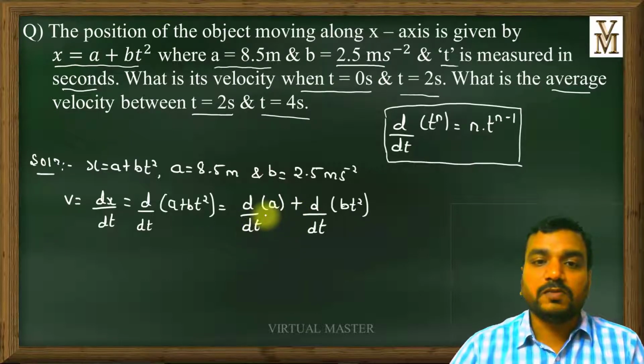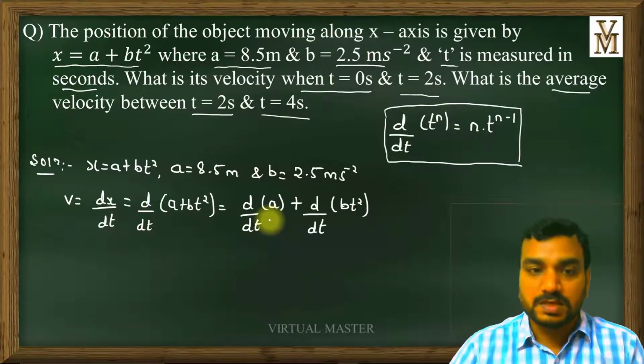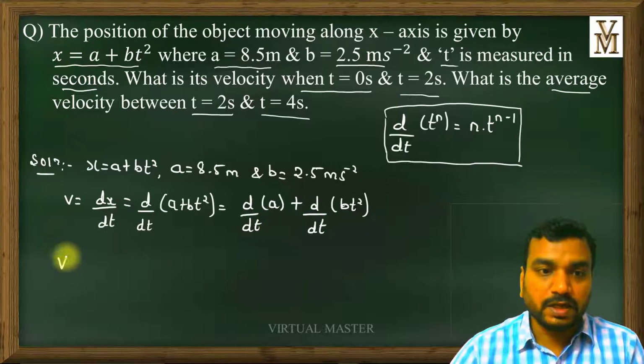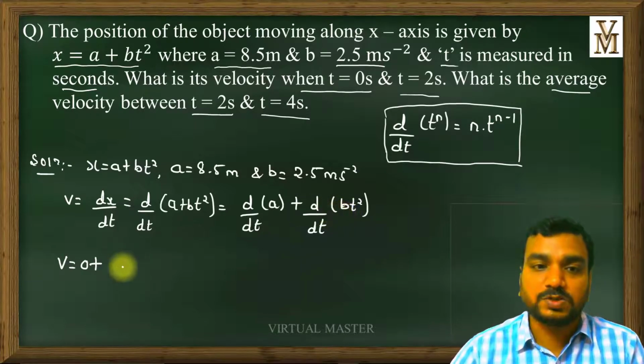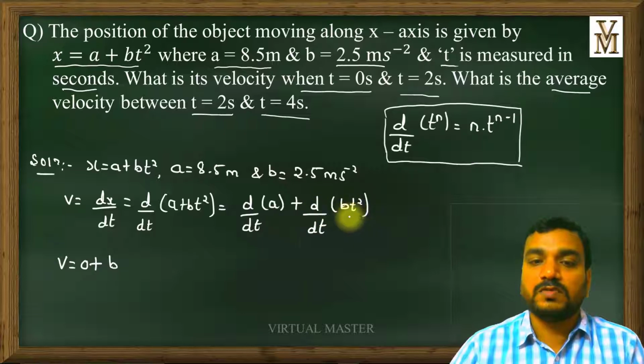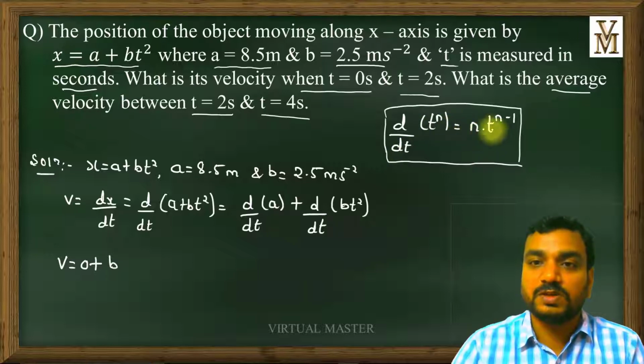Now d by dt of a, a is a constant here, right? And the value of the differentiation of a constant will be equal to 0. So I can write v equals 0 plus, and in the second term b is a constant, right? So I am writing that outside, and differentiation of t square with respect to t, we can use this formula. d by dt of t to the power of n will be equal to n into t to the power of n minus 1. Here the value of n is 2, right?